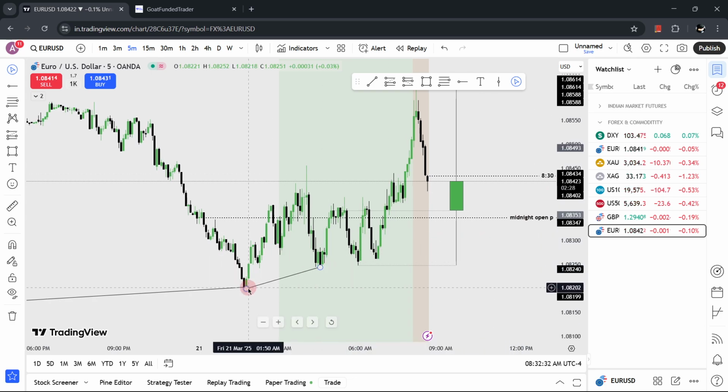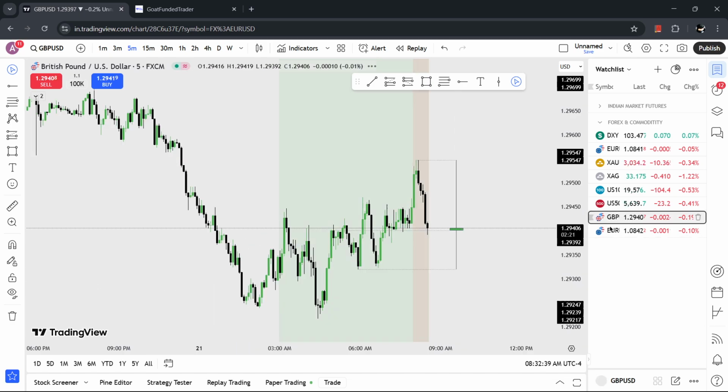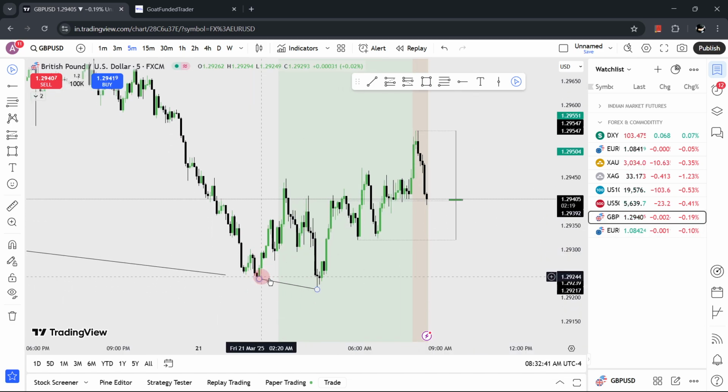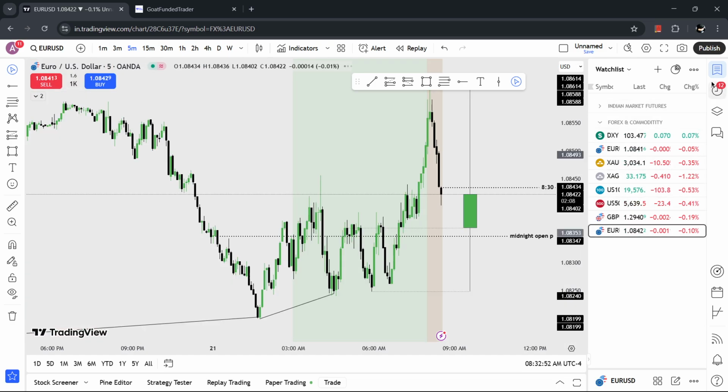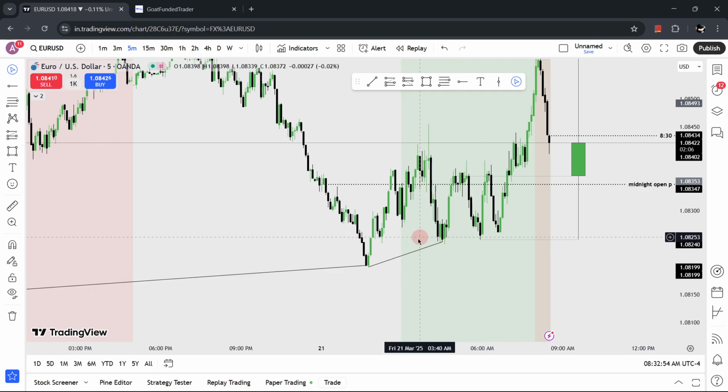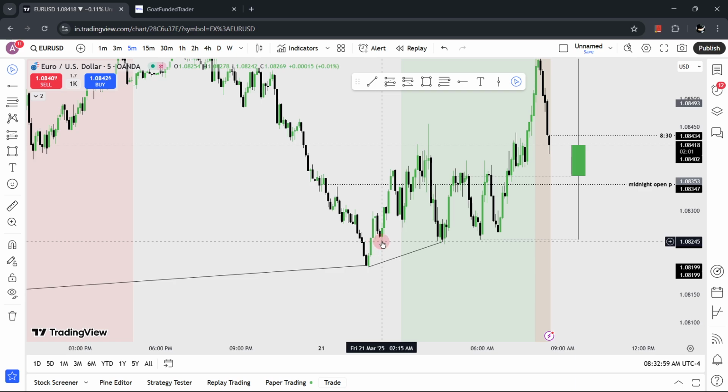So again, I was talking about how EU was not able to take out this low right here, but GBP was able to take out this low. Again, it creates an SMT. The dollar index was also fine. So let's say you were not able to get an entry from here, this candle. You could enter from somewhere here. But I couldn't enter.